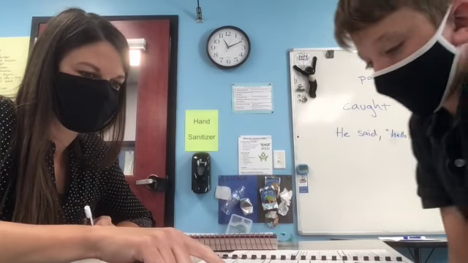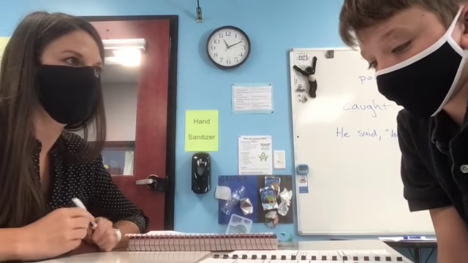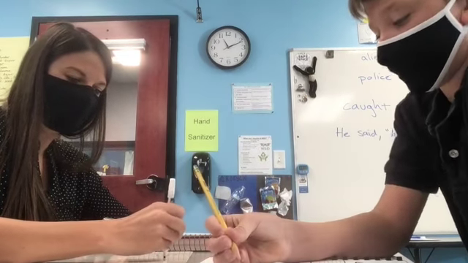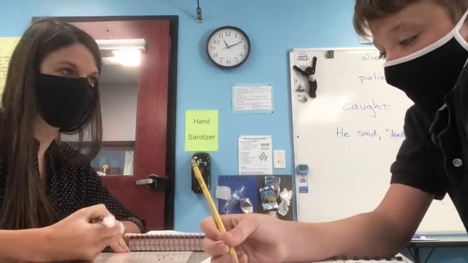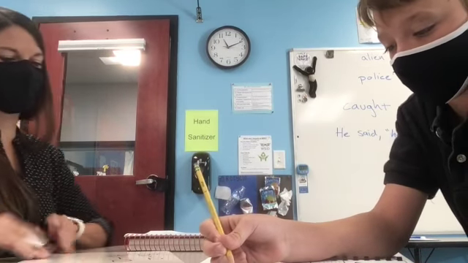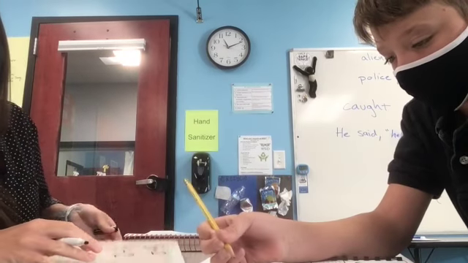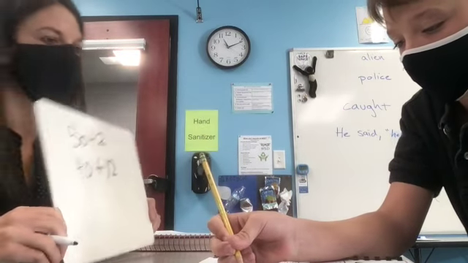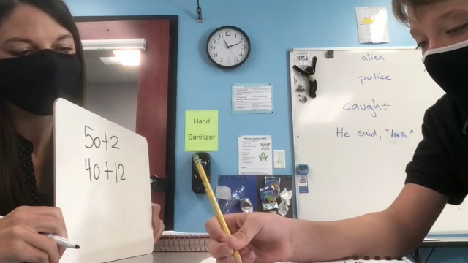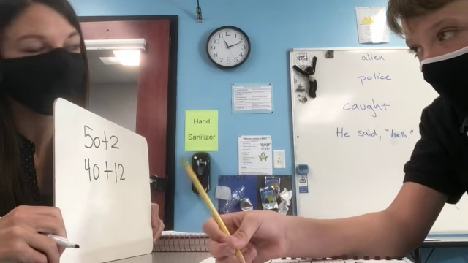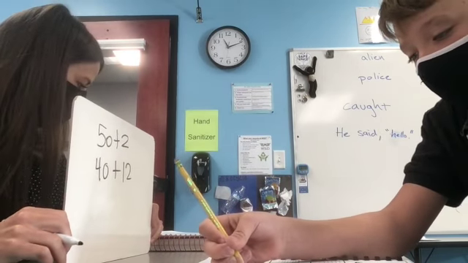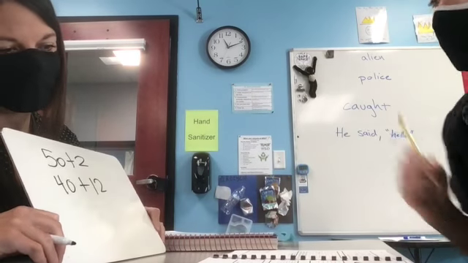So under 52, you're going to write the first place value, which was what? 50 plus 2, right? And the next one, which was what? 40 plus 12. Great. So that's what you're going to write under A. These 2 answers on those 2 lines below. 40 plus 12 and 50 plus 2. Great.